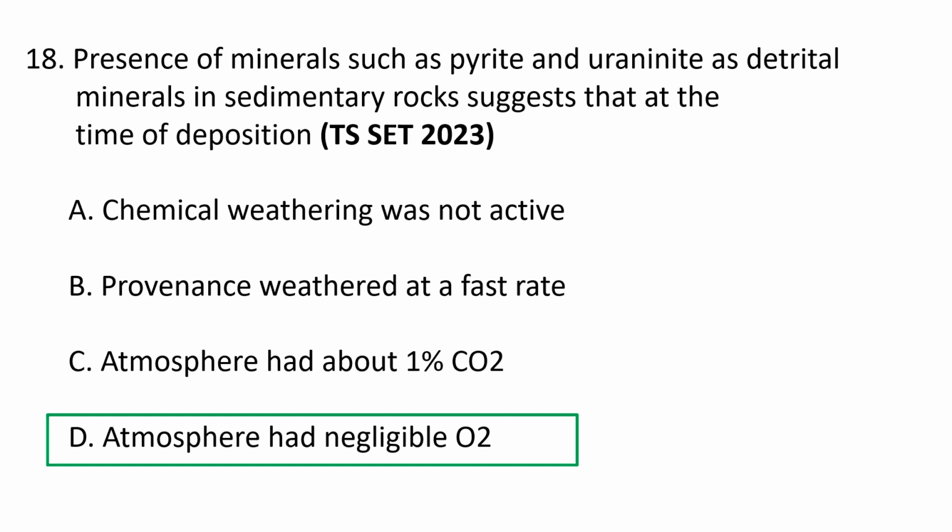So the presence of minerals such as pyrite and uraninite as detrital minerals in sedimentary rocks suggests that at the time of the deposition, the atmosphere had very negligible oxygen. So oxygen was not present at that time. So that's why the atmosphere had negligible oxygen at the time of the deposition. So D is the correct option. Next question.